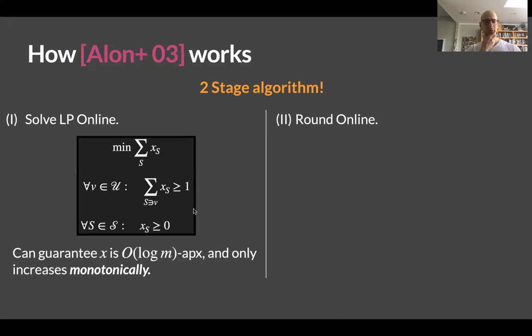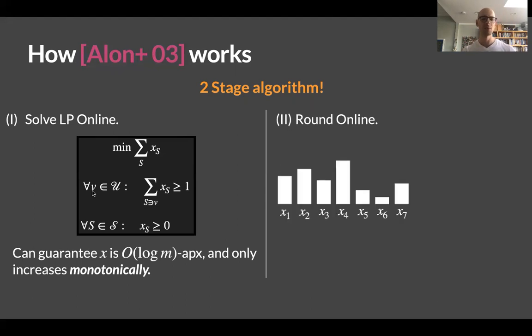So the meat of their paper is to show that even as these constraints for every V are arriving online, you can maintain a solution X that is only monotonically increasing, so no coordinate of this vector X ever goes down. And furthermore, this X is log m competitive with the final solution. Okay, so these two guarantees are at tension with each other, and this is the interesting part of their work.